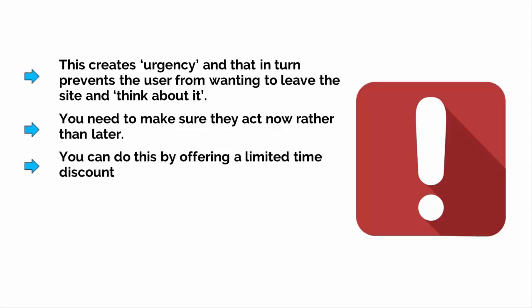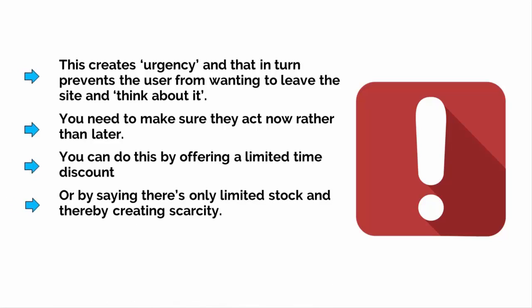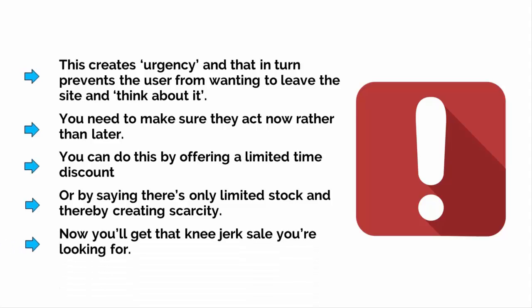You can do this by offering a limited time discount. Some affiliate schemes give you flexibility over the pricing. Or by saying there's only a limited stock and thereby creating scarcity. And this also makes the product seem more popular. Now you'll get that knee-jerk sale that you're looking for.